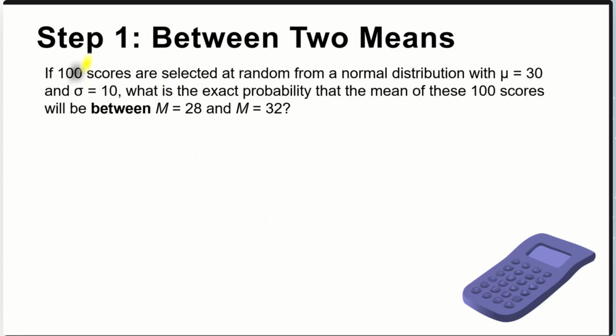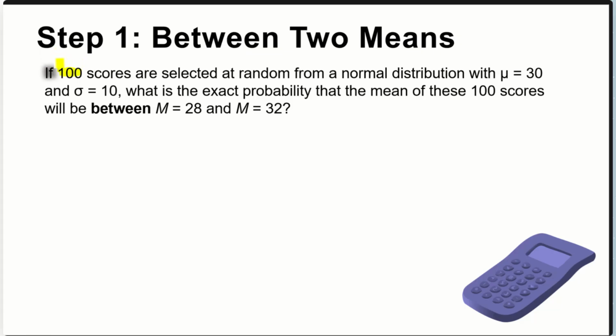So we're saying if 100 scores are selected at random from a normal distribution with a mean of 30 and a standard deviation of 10, what is the exact probability that the mean of these 100 scores will be between 28 and 32? So let's highlight what we need in this problem.